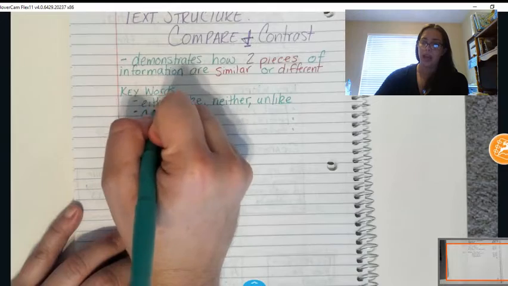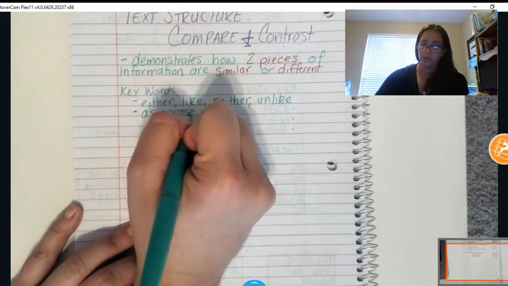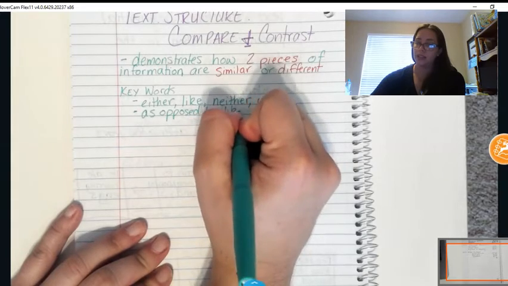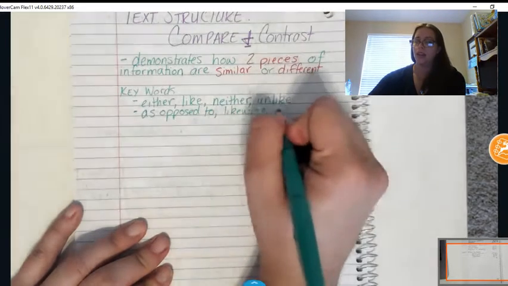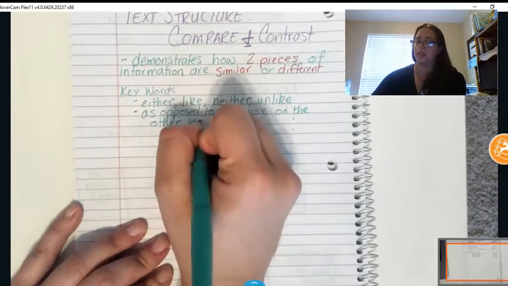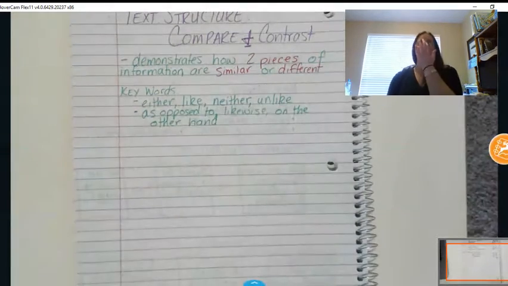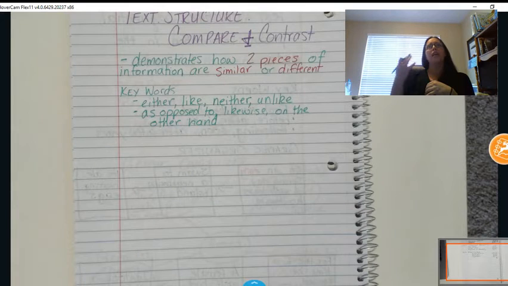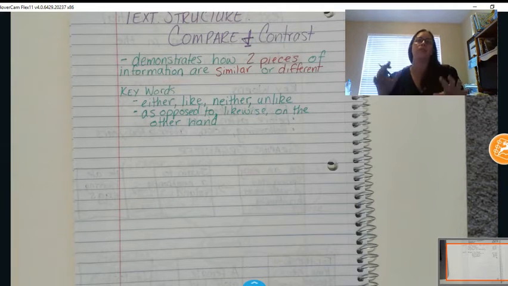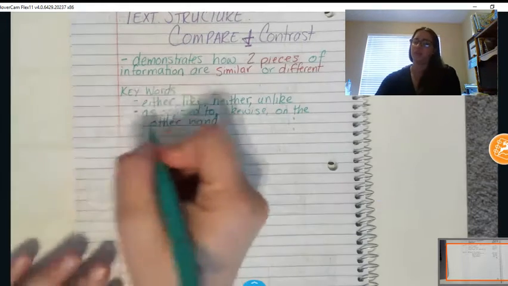Other keywords could be as opposed to, likewise. On the other hand, I don't know if you guys have ever heard somebody say something like, my dog is so smart. On the other hand, he's also stood in front of a window and barked at the blinds in the window. That would be a good use of on the other hand. So it means that he is smart, but every once in a while he does something that's not very smart.